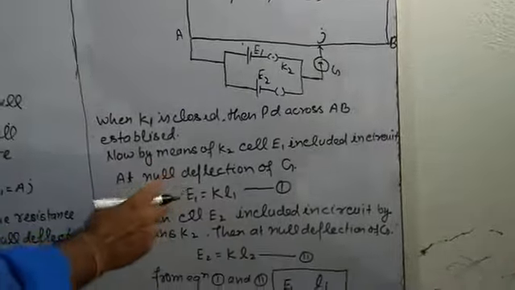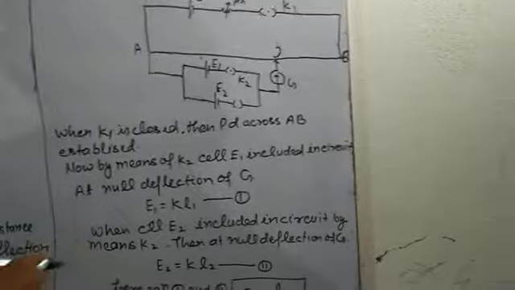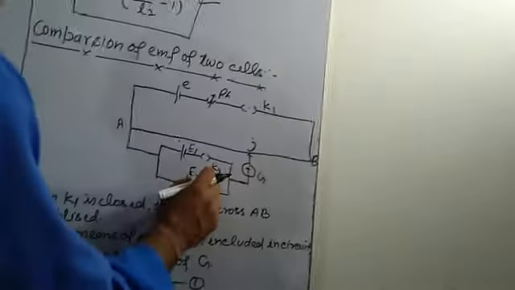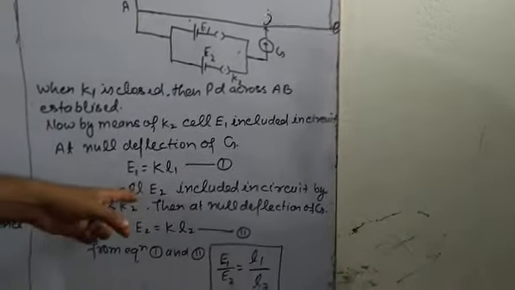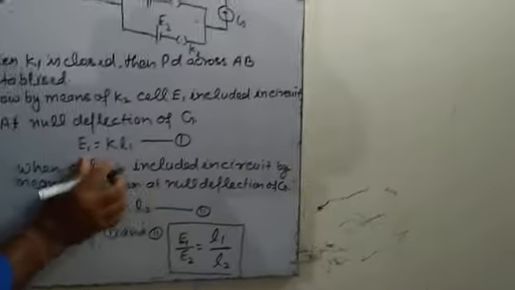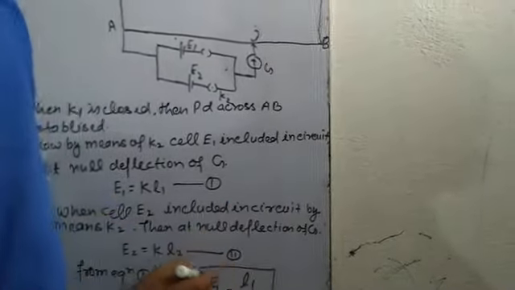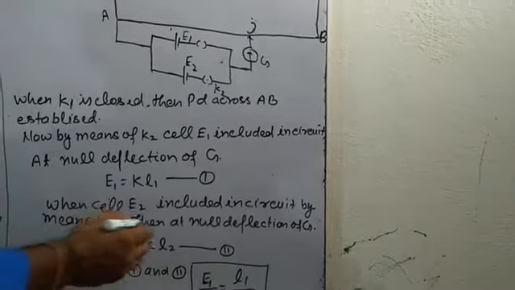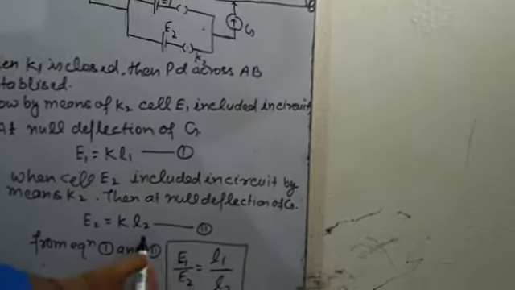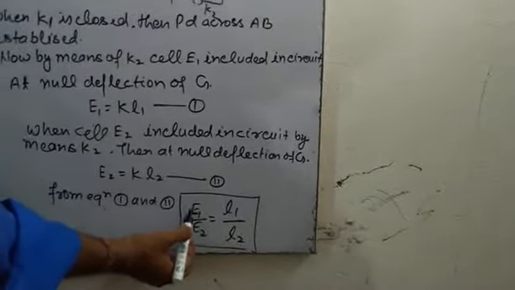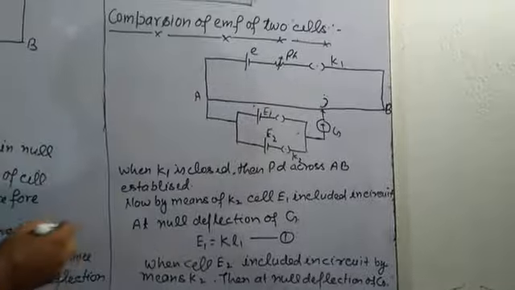At null deflection of galvanometer G, E1 equals K L1. Now, when cell E2 is included in the circuit by means of K2, then at null deflection of galvanometer G, E2 equals K L2. From equations 1 and 2, E1 by E2 equals L1 by L2. This is the comparison of EMF of the two cells.